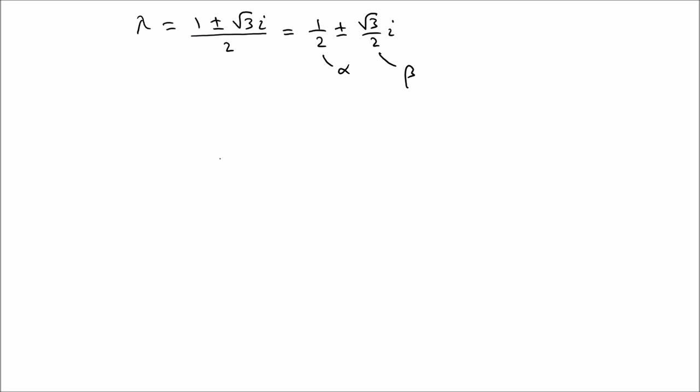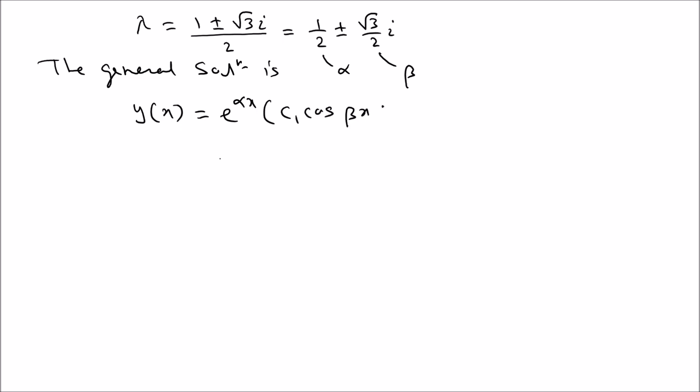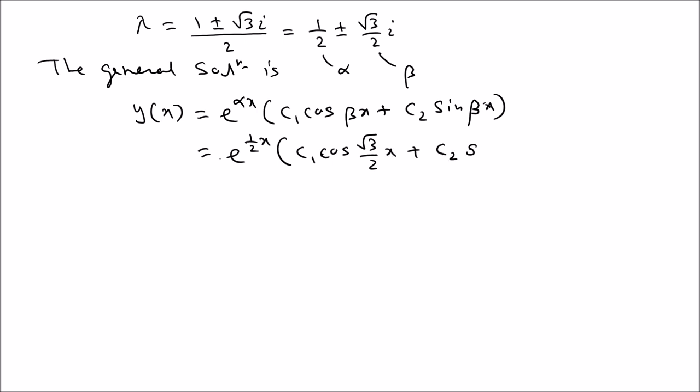So the general solution is given by y, let's say x is the independent variable, e to the alpha x times c1 cos beta x plus c2 sin beta x. So that is the format. So we're going to plug in here. So it is e to the 1/2 x times c1 cos square root 3 over 2 x plus c2 sin square root 3 over 2 x. So that is the general solution with c1, c2 unknown.